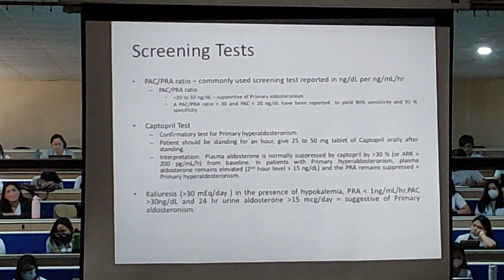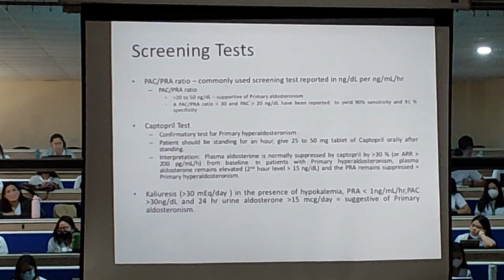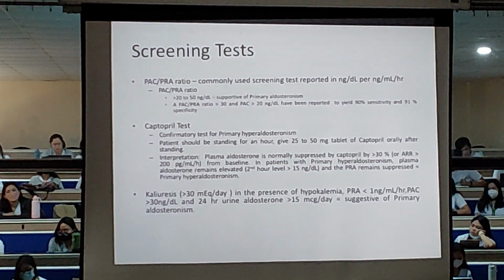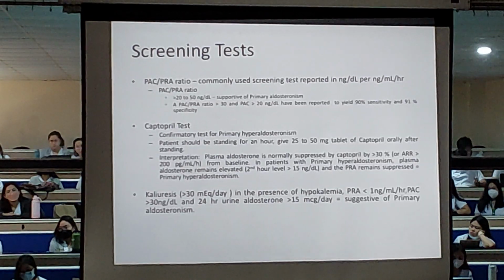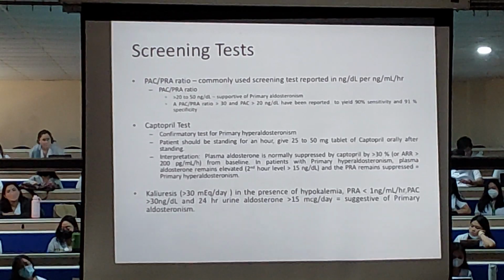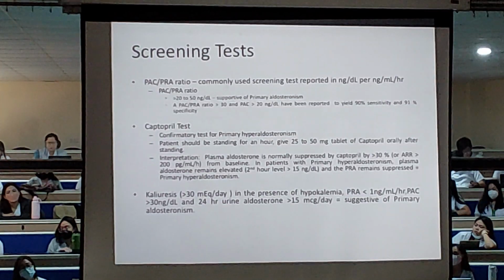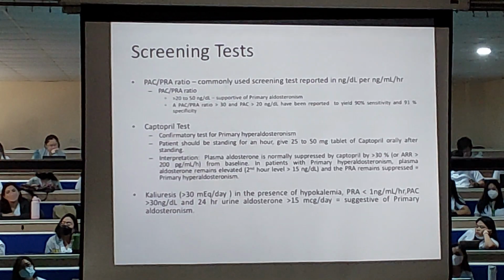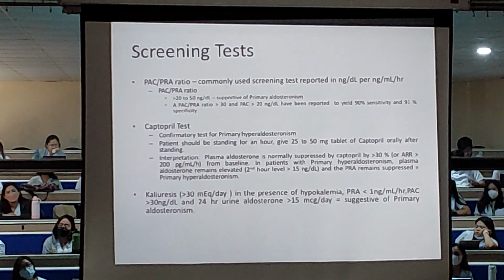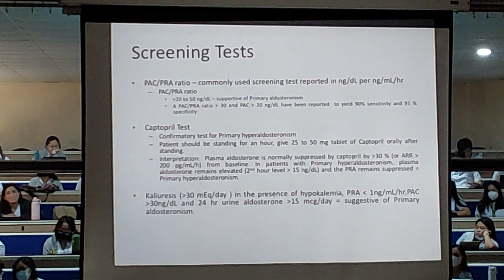In patients with primary hyperaldosteronism, plasma aldosterone remains elevated in spite of the captopril. So captopril suppresses your plasma aldosterone. But if it doesn't suppress with a dose of 25 to 50 milligrams, then you're highly suspicious, or it is highly supportive, that this patient has primary hyperaldosteronism.